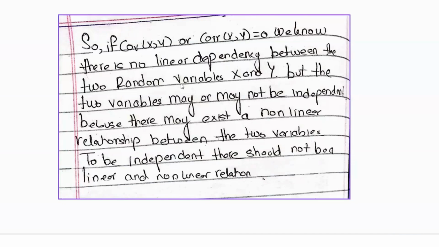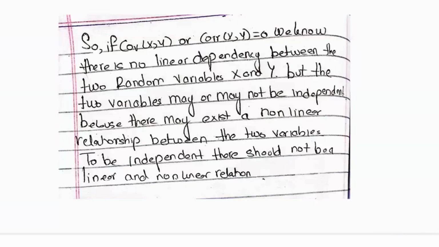To be independent, there should be no linear and no non-linear relationship. So if I know covariance is zero, I know for sure they're not linearly related, but I do not know whether they're non-linearly related or not. If they are non-linearly related, then despite the zero covariance, they will not be independent. Only if they're not non-linearly related will they be independent. So if covariance is zero, it only means that they're not linearly related. We do not know whether they're non-linearly related or not, so we cannot tell whether they're independent or not.